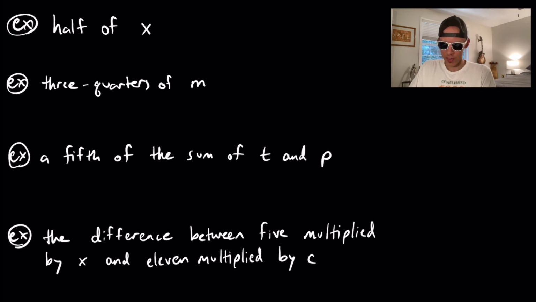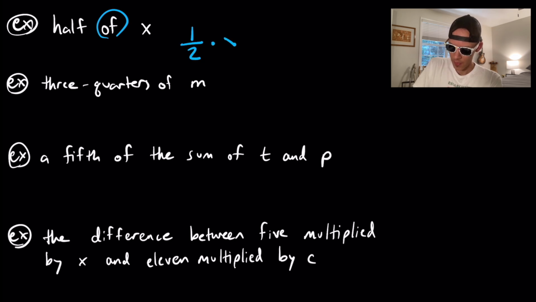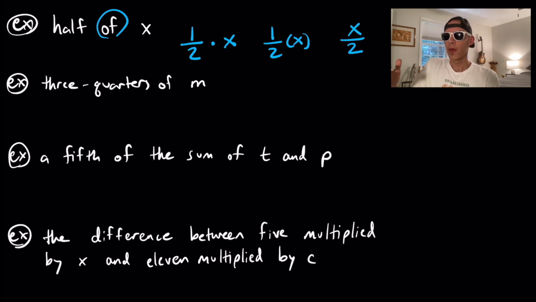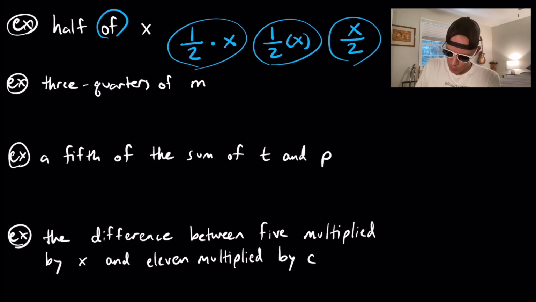Let's see, half of X. All right, of in math means to multiply. Whenever you see the word of, go straight to multiplication. More often than not, at least. And so we're doing half of X. So we could write this as 1/2 times X. Or we could write it as 1/2 X in parentheses like that. And if you know how to multiply fractions and whole numbers together, we could write this as X over 2, because taking half of something is like cutting it in half or dividing it by 2. So either of these options would work.